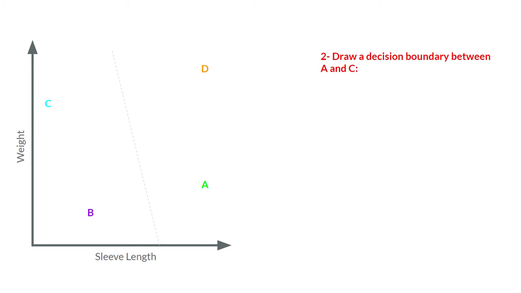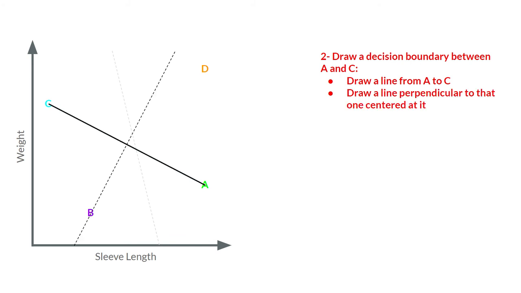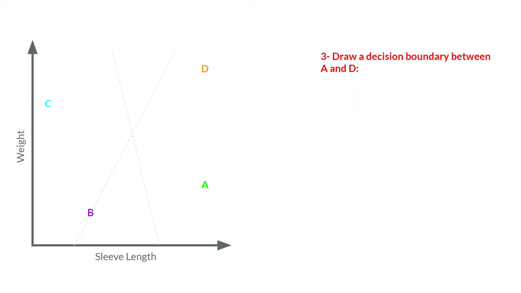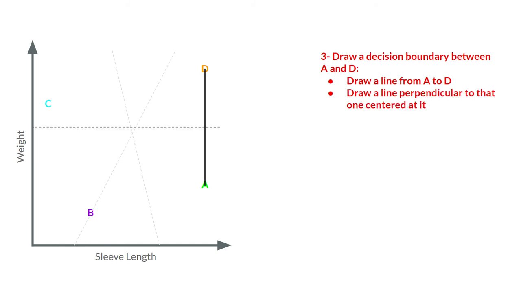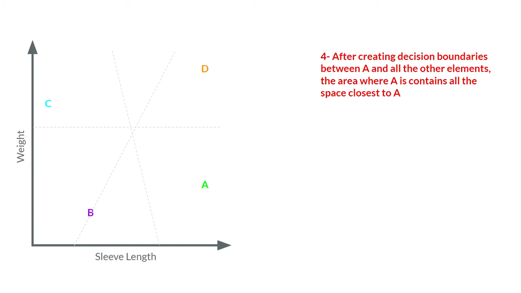Now, let's repeat the same process with A and C. First, we draw the line that defines the distance from A to C. Then, at the middle of that distance, we draw a decision boundary perpendicular to it. Finally, let's repeat the process for A and D. First, we draw a line from A to D. Then, as before, we draw a decision boundary, cutting that line in the middle. Now we have all the decision boundaries that involve A.